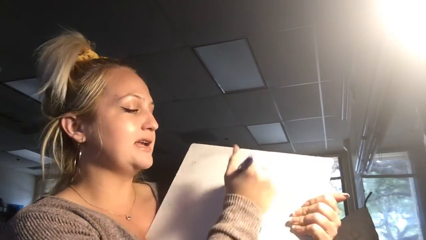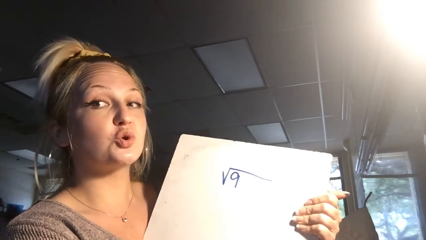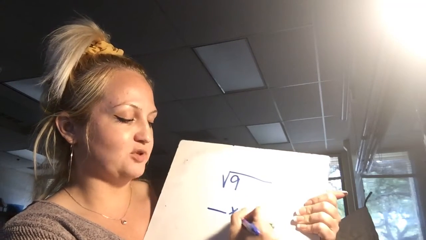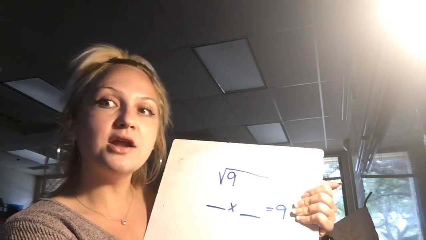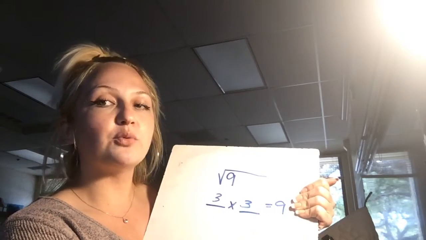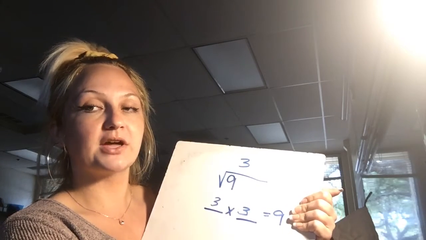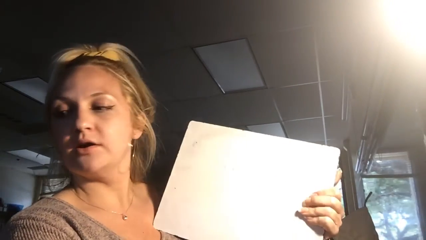Sometimes, I think you'll learn this more in 5th grade, you'll have a number and it will be the square root. That means what number times what number equals 9. And you'll go, oh, I know that 3 times 3 equals 9. So the square root of 9 is 3. Okay? That's a little bit ahead of what you're doing. Right now we're just going to be doing perfect squares.